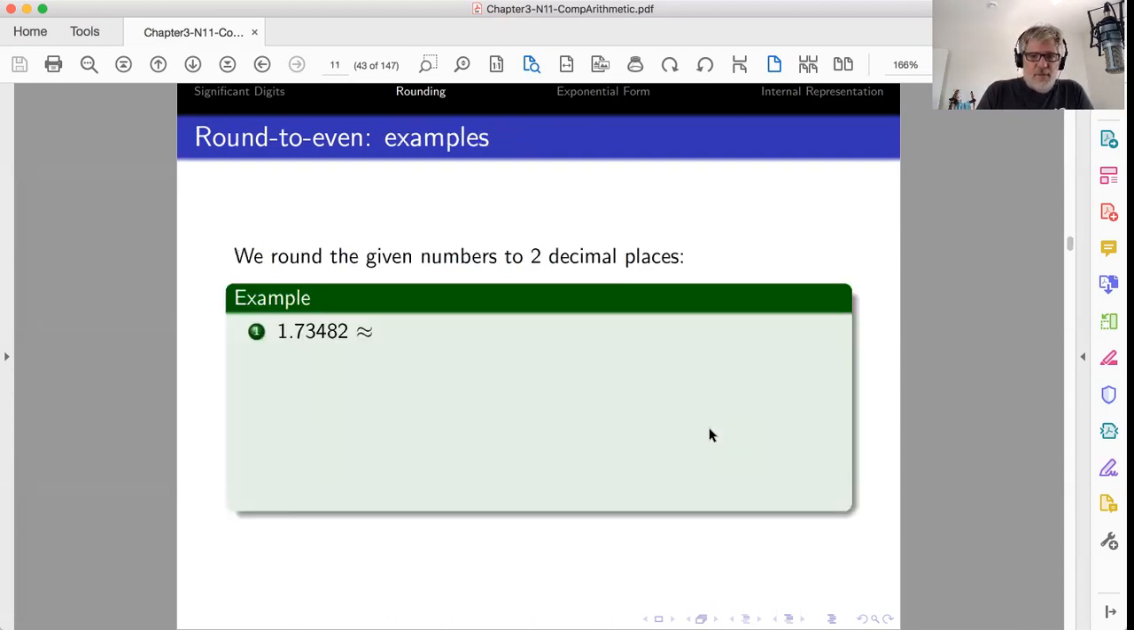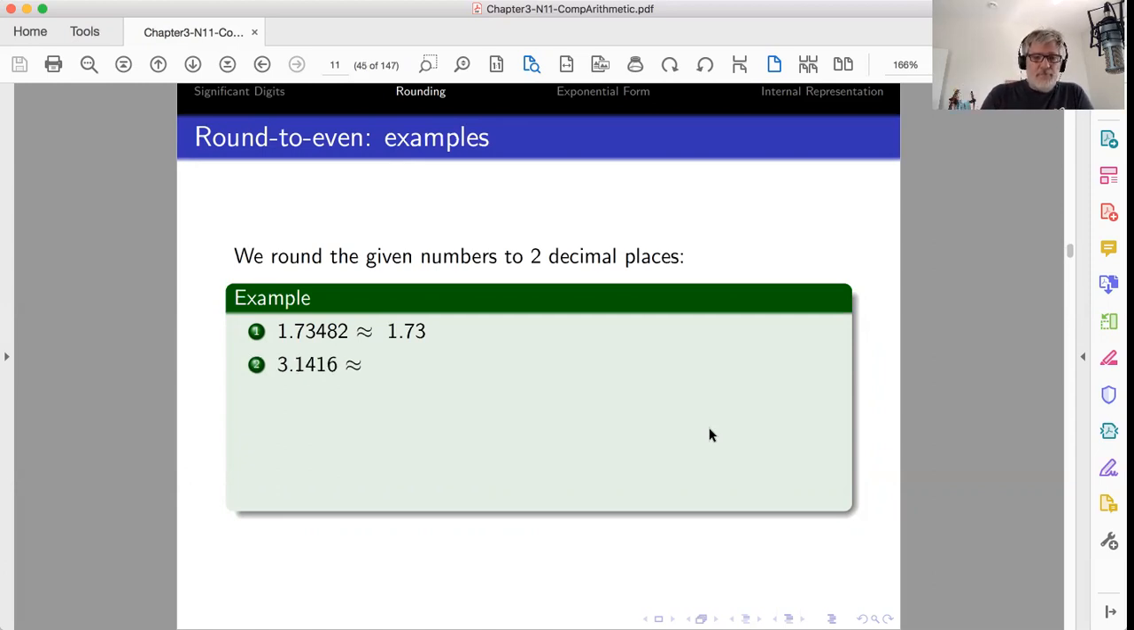So here are some examples. Suppose that we are asked to round the given numbers to 2 decimal places. So that means that I want to keep 2 decimal places, okay? So how do I round? I have to find the test digit and apply the rule. If it's 2 decimal places, then the test digit, in this case, is 4. This is less than 5, so I just chop off 482 and I get 1.73.